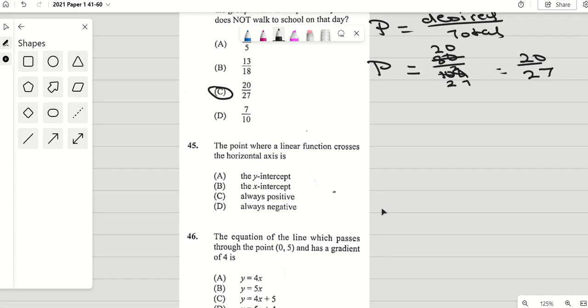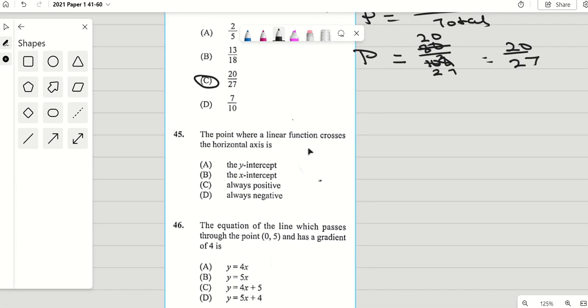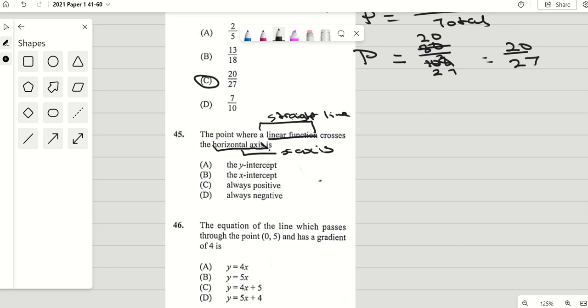Right? Let's look at number 45. The point where a linear function crosses the horizontal axis. First off, a linear function, again, means a straight line. Horizontal axis means your horizontal is your x-axis. So basically, the point at which a straight line crosses the x-axis is known as your x-intercept, B. Right, is where it crosses your x-axis. It is not always positive, not always negative. The answer is B for this question.